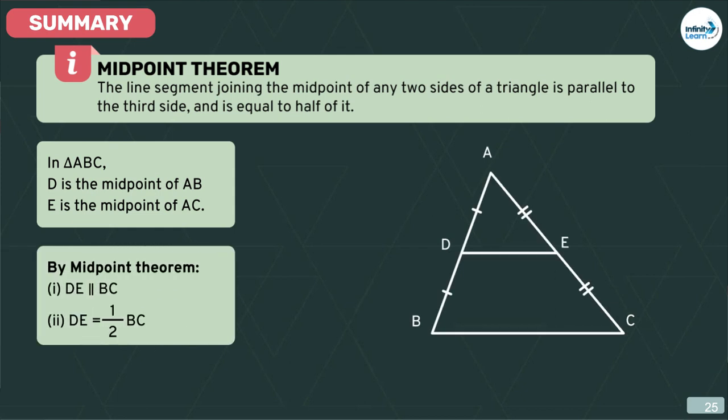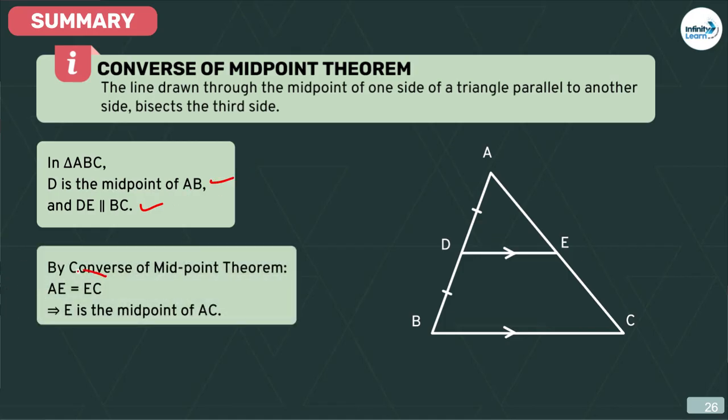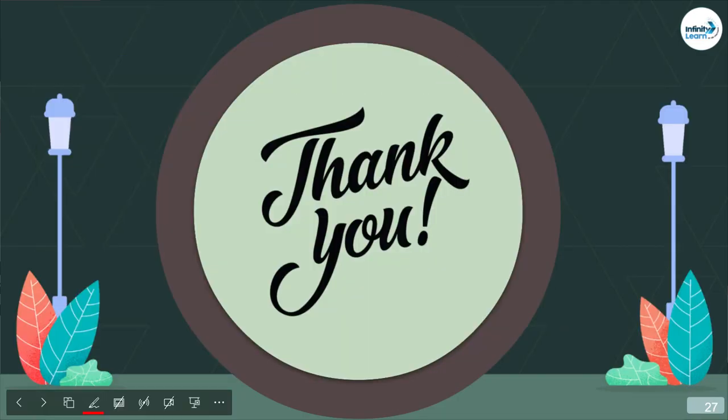A quick summary of what we have studied. D is the midpoint of AB and E is the midpoint of AC. So by the midpoint theorem, we have proved DE is parallel to BC and DE is half of BC. And in the converse, D is the midpoint of AB and DE is parallel to BC given. So E is the midpoint of AC, that is AE is equal to EC.